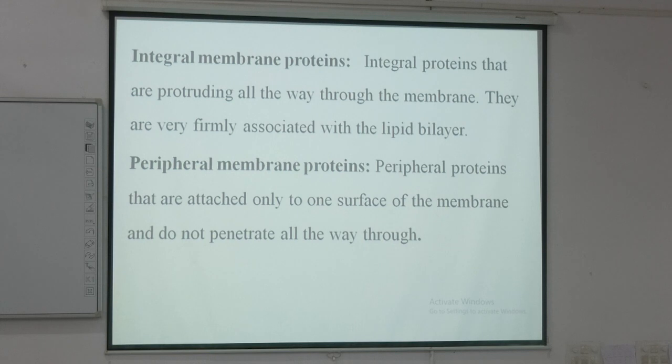Okay, a protruding belly is a clinical symptom you see in a child, which means there is large enlargement of the liver. Similarly, in our cell membrane, if any protein molecule is coming out of the cell membrane, it is called a protruding protein. Peripheral membrane proteins are attached only to one surface of the membrane and do not penetrate all the way.